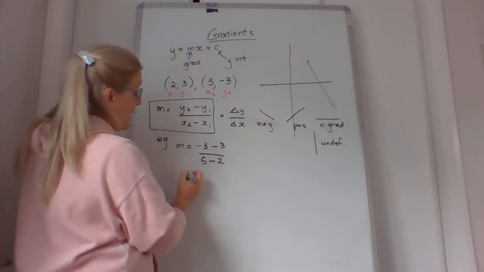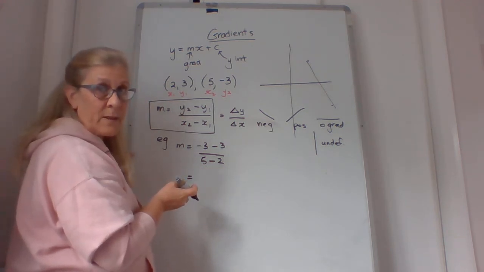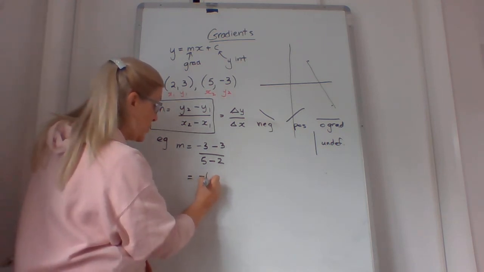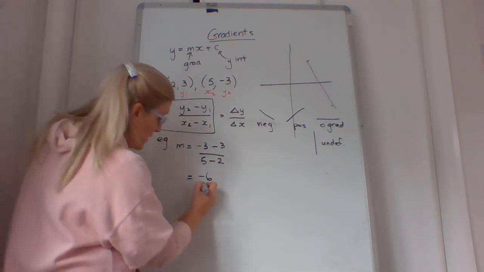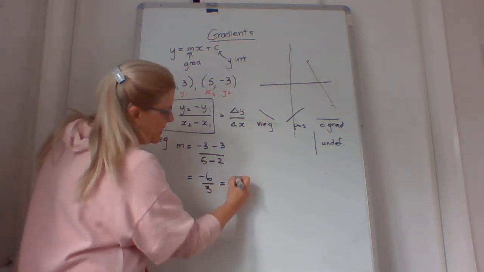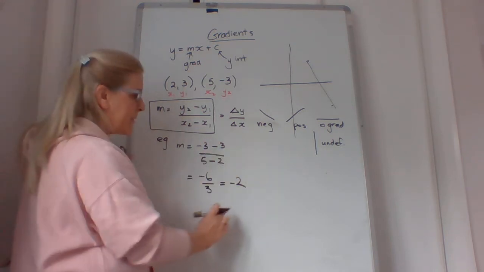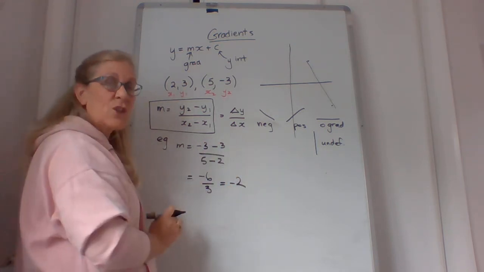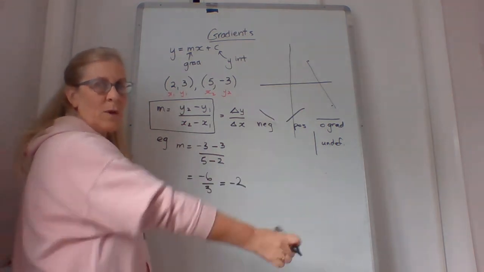Then, what is -3 minus 3 equal? Good. -6 is correct. And 5 minus 2 is 3. Good. And then we probably should simplify it to -2. 6 divided by 3 is 2, so -2. So yes, it's a negative gradient and its steepness is 2, which means it goes 2 down and 1 to the right. 2 down and 1 to the right.